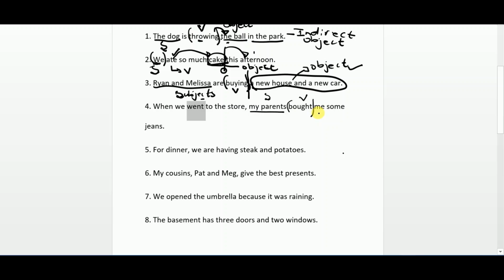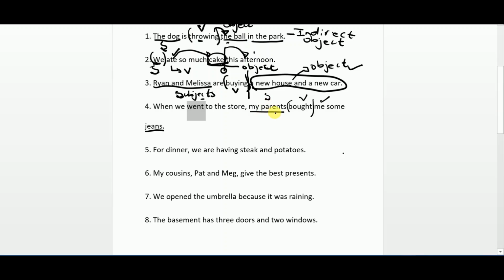They bought, who did they buy? Or what they bought: me. I'm the first person to be affected by the action of the verb. Again, what did they buy? Some jeans. Now I want us to study this one very carefully. When we went to the store, my parents, right? We want to carefully differentiate between and establish a common understanding with regard to outlining which word in the sentence will be the first object, the direct object, or the second one, that would be, of course, an indirect.